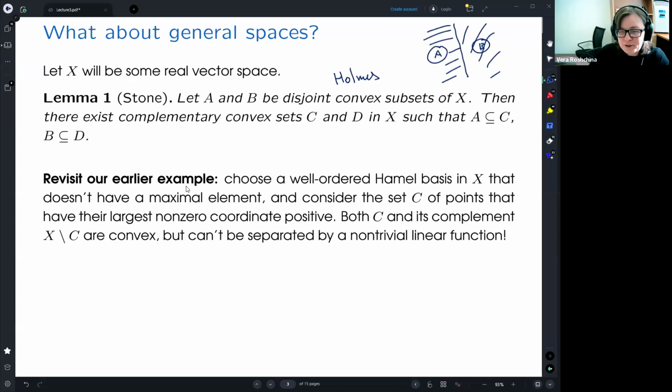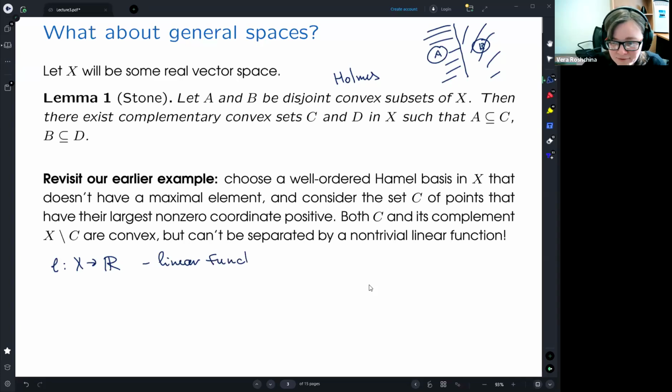So now, why is it impossible to separate? It's also a convex set. It's not difficult to see that it's a convex set. Why is it impossible to separate something like this from its complement that is also convex? Because suppose that we have a linear function from our space to just the real numbers.